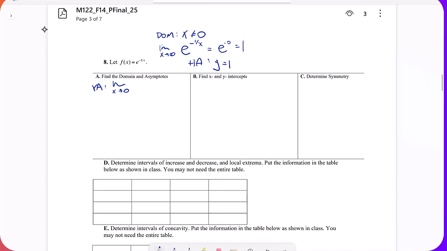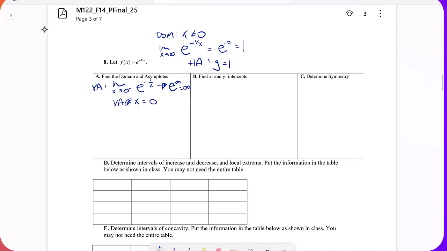Let's check it out from the left of e to the negative 1 over x. As the denominator gets smaller and smaller, then we end up approaching infinity, right? That's e to the positive infinity. Negative over negative is positive. Okay, so we get an infinite answer. So we have a VA at x equals 0, right?